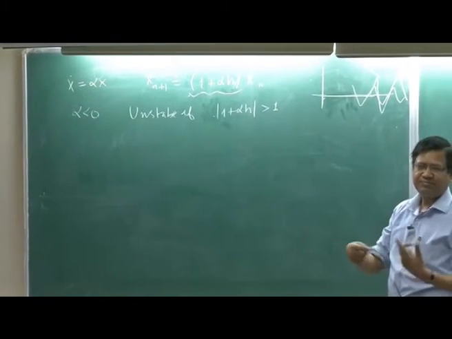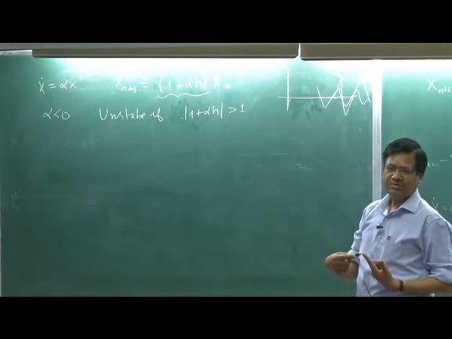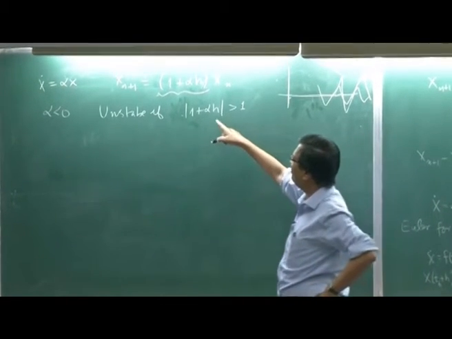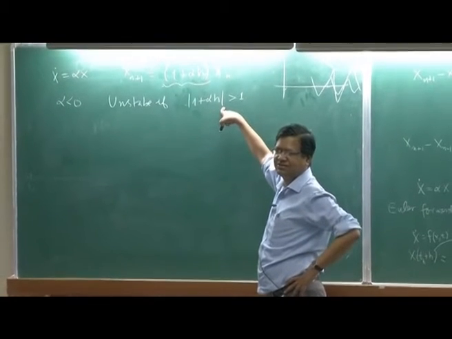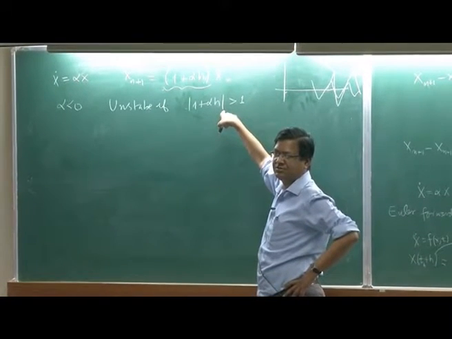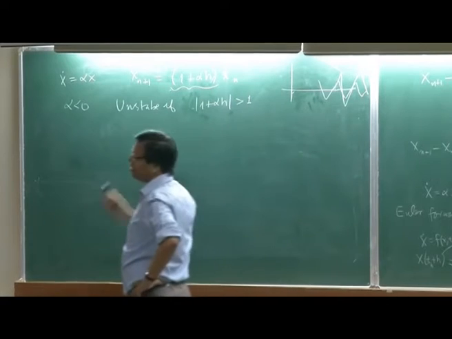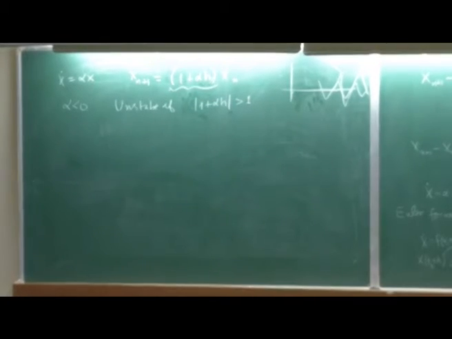You keep switching sign. So it is unstable if this condition is there. Okay. So this system, Euler forward scheme, is conditionally stable. That means for this condition it is unstable, and for this it is stable.